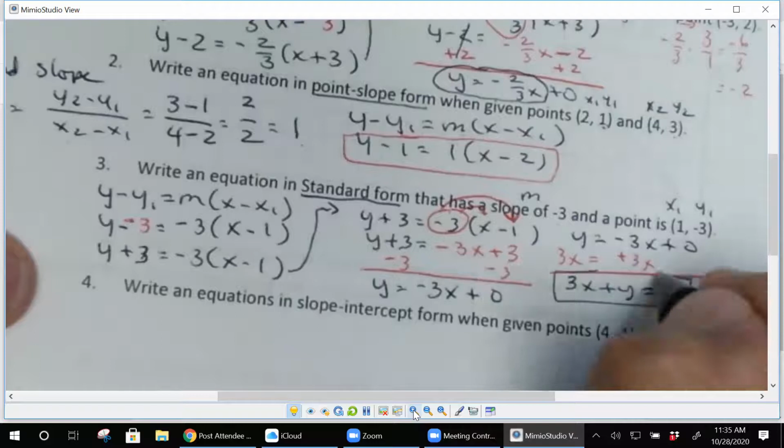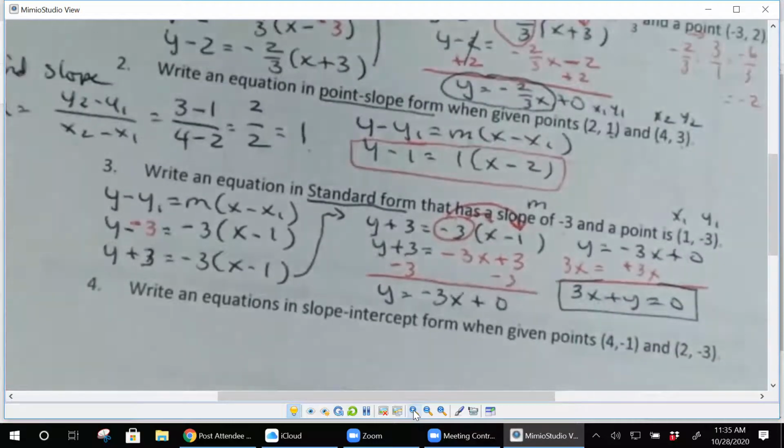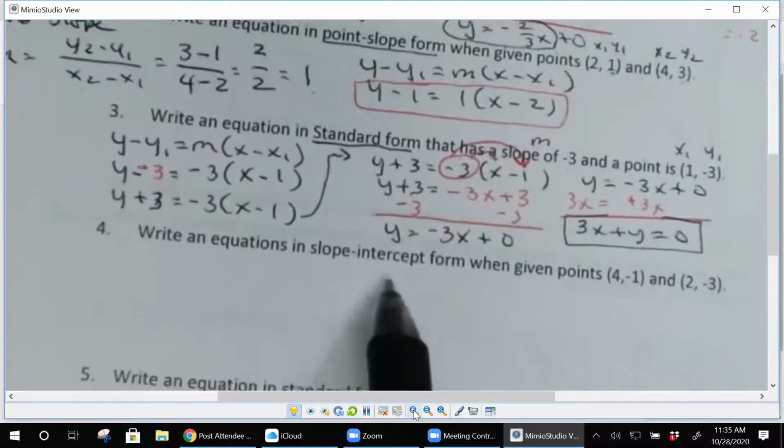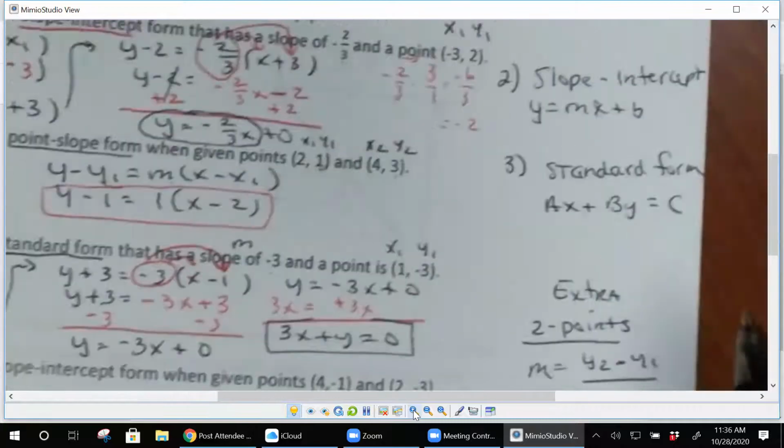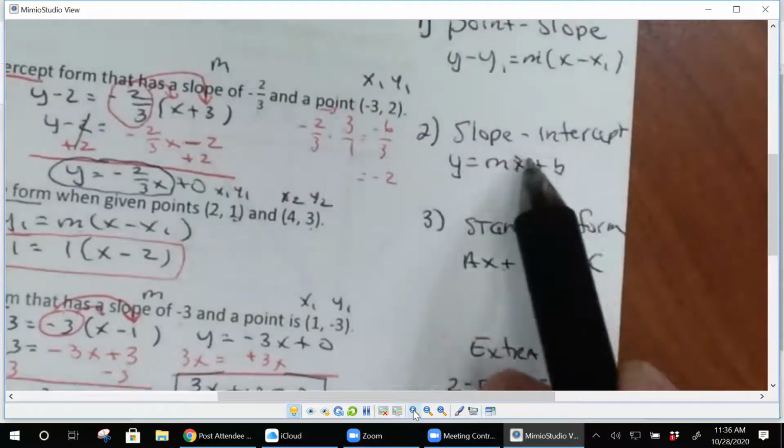And right there is my answer in standard form. All right, and every one of these are kind of the same way. So look, write an equation in slope intercept form. They give you 2 points. So slope intercept form is right here.